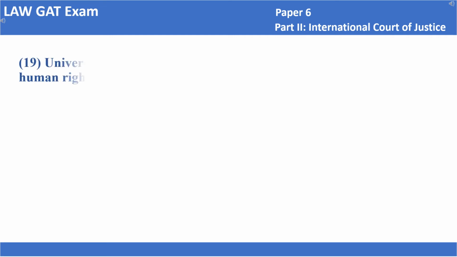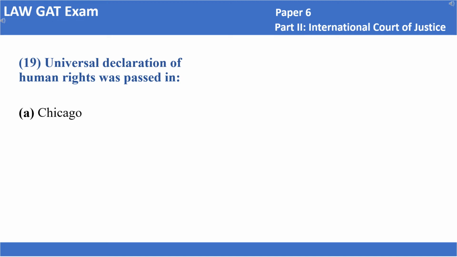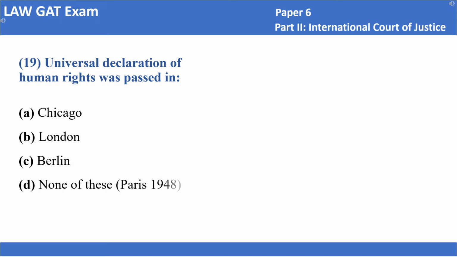Universal Declaration of Human Rights was passed in? Is it option A, Chicago, option B, London, option C, Berlin, option D, none of these? The correct answer is Universal Declaration of Human Rights was passed in Paris, 1948.